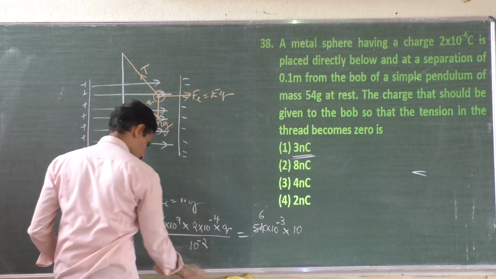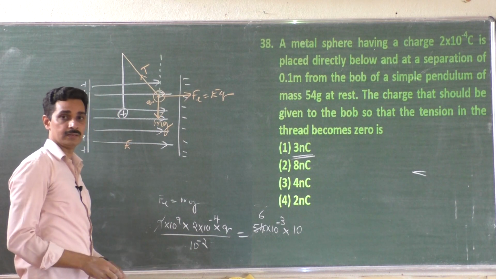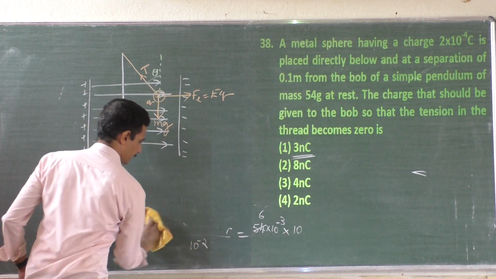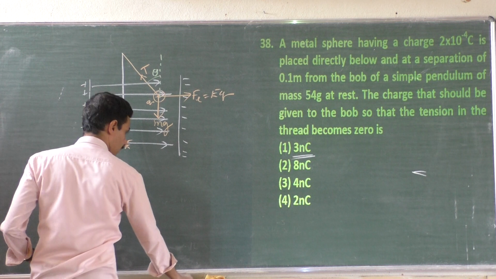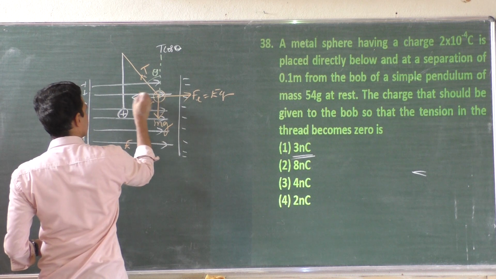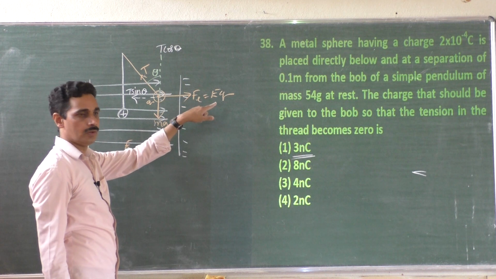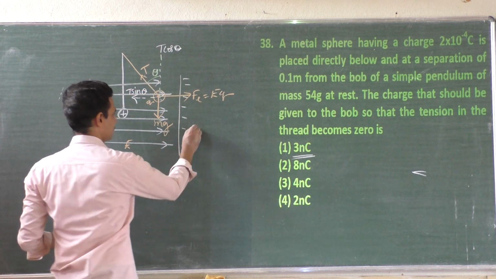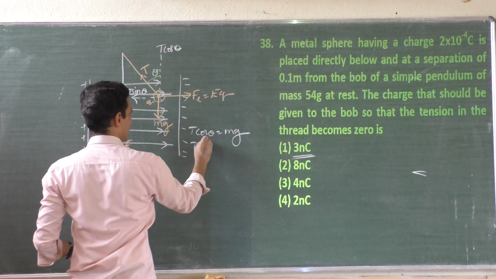Now split this into components. I will draw a normal. This is theta. How do you split the tension in the string into components? You know this method, right? This is T cos theta, and the other component of T here is T sin theta. If this is stationary, T sin theta should take care of EQ, the pulling force horizontally like this. And T cos theta must take care of mg, and T sin theta must manage EQ.